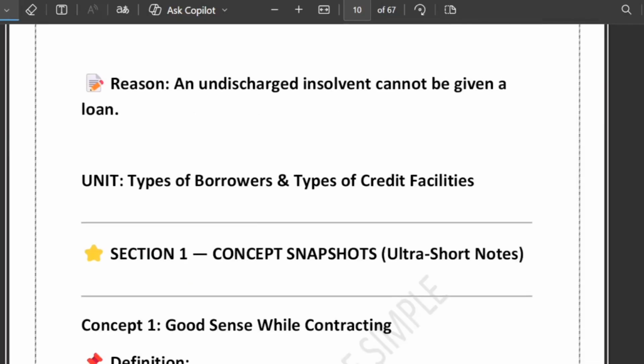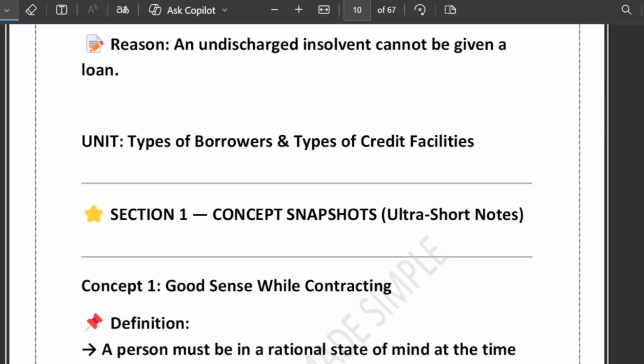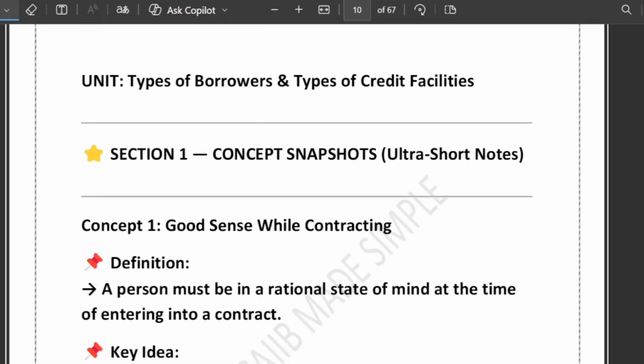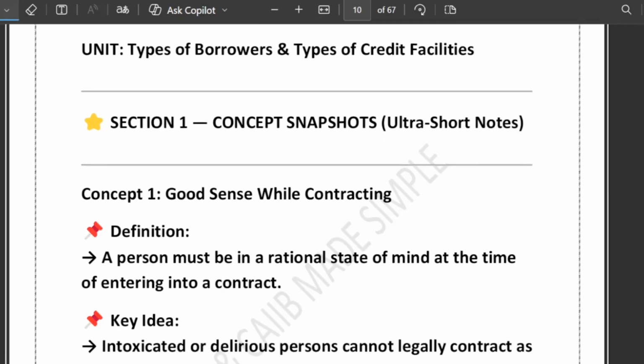Yes. Now let's look at the types of borrower. Now you know who qualifies for bank lending, right? So I think you know it very well. Now let's talk about the types of borrower and the types of credit facility. So friends, have you ever wondered what a bank checks before lending? So we will explore borrower competence, HUF lending, and why asset verification matters.